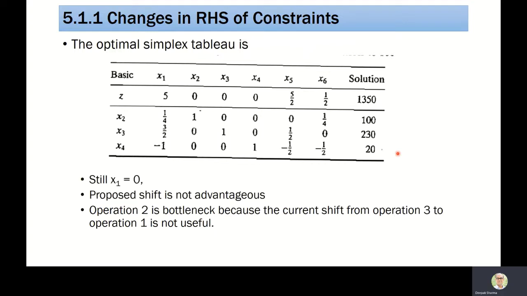There are certain observations. Even though we have moved 20 units from operation 3 to operation 1, x1 is still a non-basic variable, meaning x1 is 0. This means the proposed shift is not advantageous for us. Why? Because the revenue still remains the same, 1350. Although we are shifting some amount from operation 3 to operation 1, this is not advantageous. Basically the bottleneck is in operation 2, so the proposed shift is not useful for us.